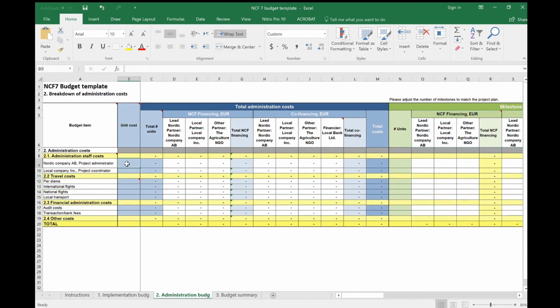Under travel costs, usually per diems, international and national flights, and local transport are included as separate budget lines. However, the necessary budget lines of each project will depend on the project's needs. You may write further explanations to a budget line to clarify a cost item, as we do in our example for local transport. Insert the estimated unit costs for each cost item. If per diems differ between partners, you can add a new line for each per diem with a different unit cost. Here you can also see an example of this.